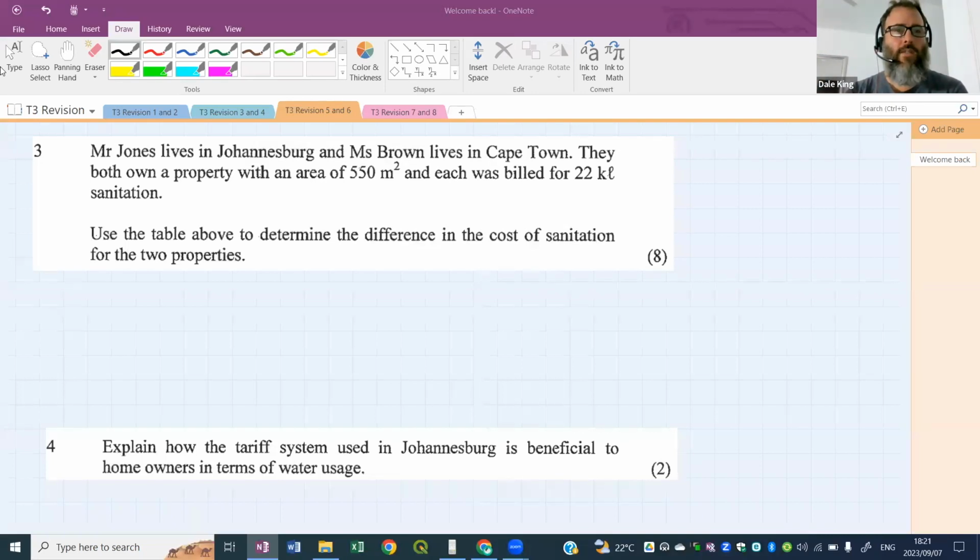Mr. Jones lives in Johannesburg and Miss Brown lives in Cape Town. They both own a property with an area of 550 meters squared, and each was billed for 22 kiloliters of sanitation. Use the table above to determine the difference in the cost for the two. So we're going to do 2 separate calculations and compare. All right, so it's not so bad. We're just going to use the 2 different tables, one for Joburg, one for Cape Town, and then compare.